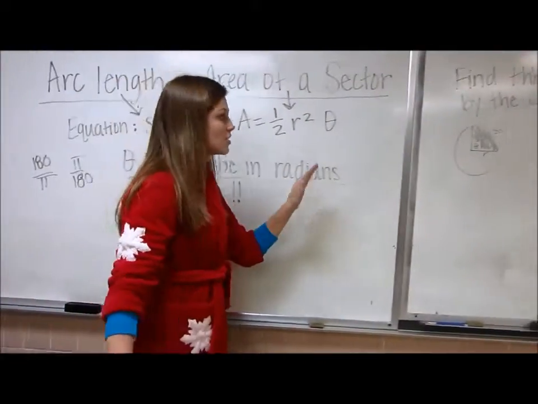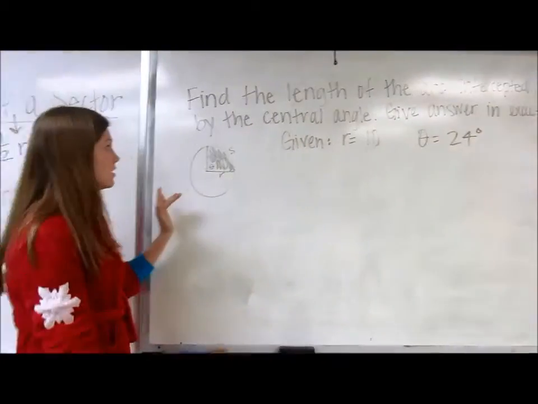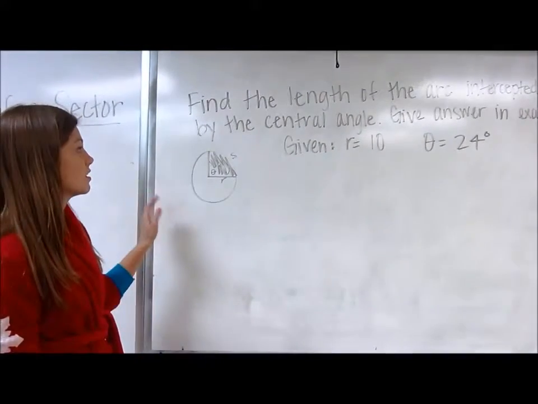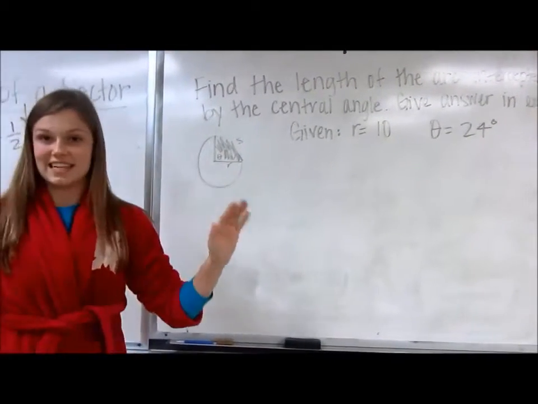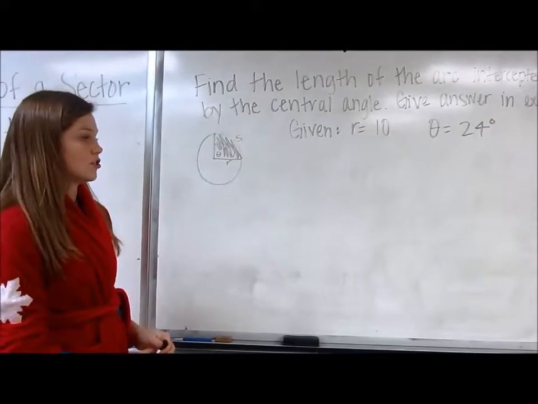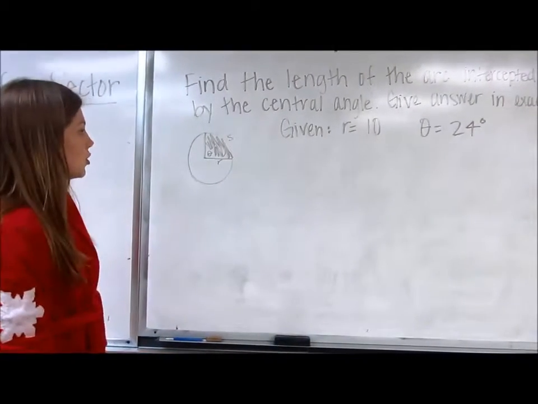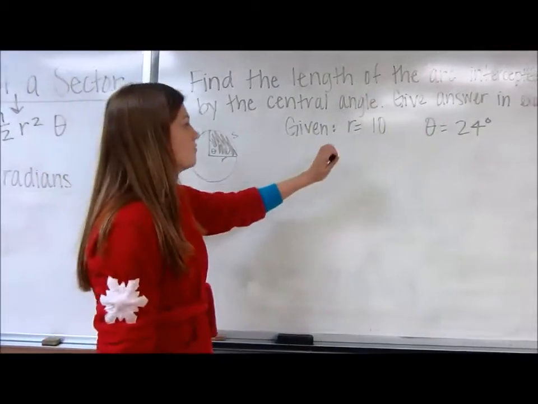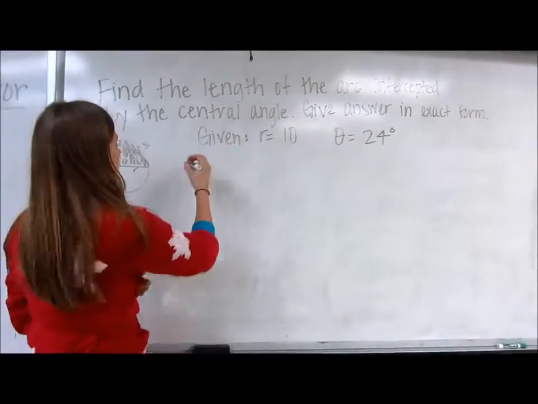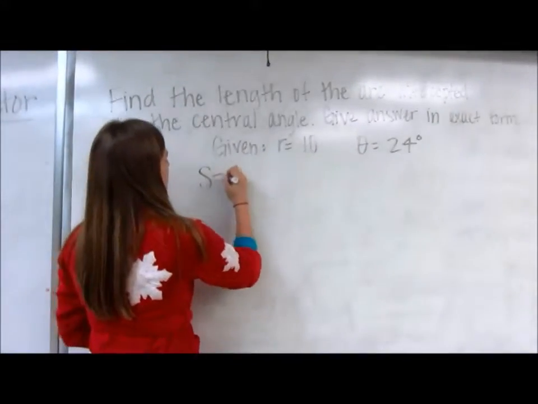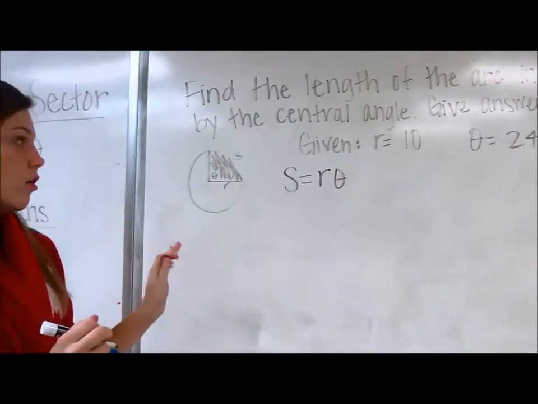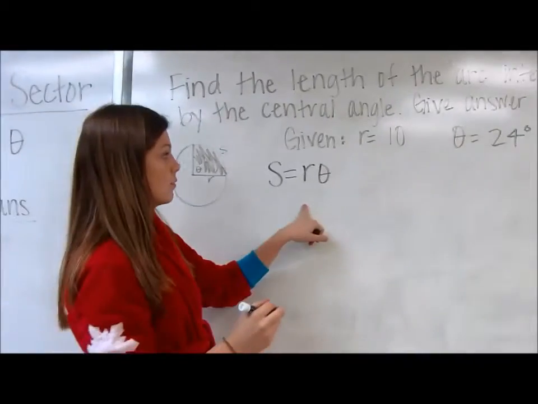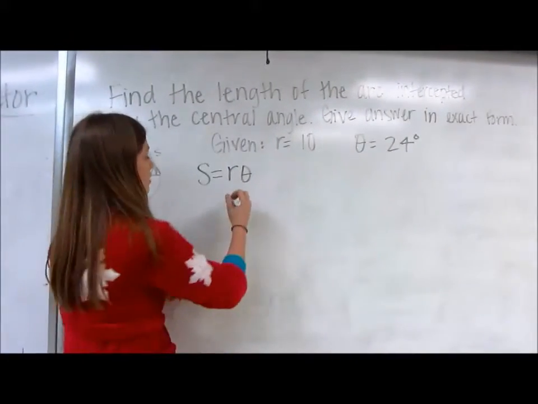So our first problem we will be working through is: find the length of the arc intercepted by the central angle, and give the answer in exact form, which means that the answer has to have pi in it. So if we're doing arc length right now, that means we're going to use the S equals R theta equation, and we're going to plug in all the variables that we know. So far we know R, which is the radius, is 10.